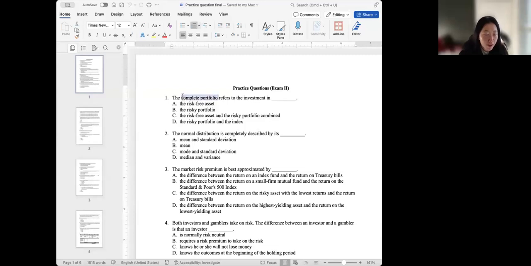Complete portfolio is a specific terminology in finance. It refers to a portfolio with a risk-free asset and the risky portfolio. So there's not much room for understanding complete portfolios. It's just the definition.